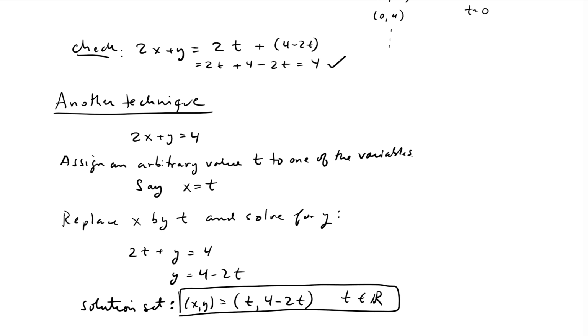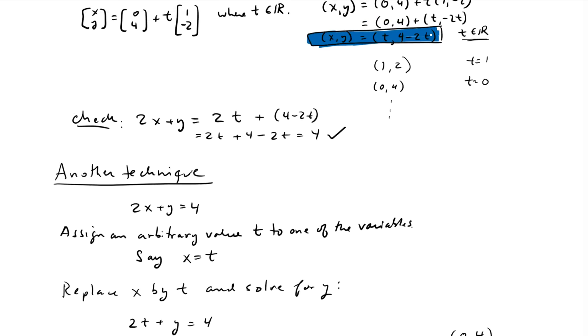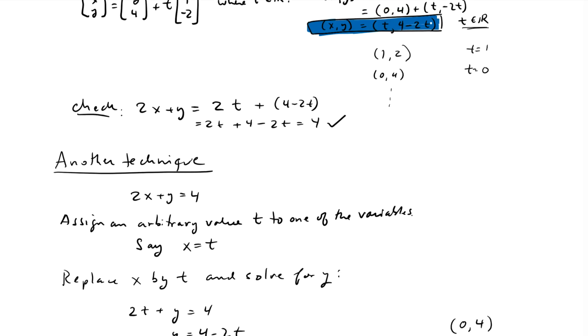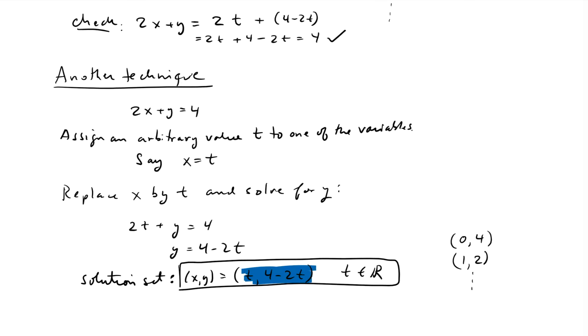So assign a value to t, for example, t is 0, then y is 4. Assign a value of 1 to t, then x is 1, and y is 2, and so on, and you've got all the possible points. If I compare my two solution sets, they're actually identical. You see, (t, 4 minus 2t) was what I had obtained previously. I get the exact same thing here, so this is the exact same list of points, but obtained differently.